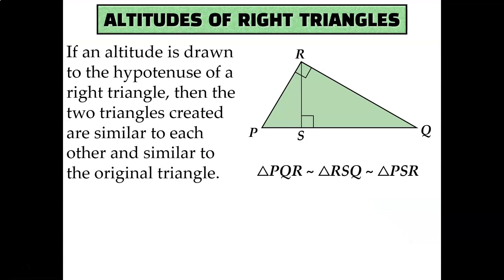If we draw an altitude in a right triangle, we get some really special properties. If I draw an altitude, it creates a total of 3 triangles. We have the entire triangle that we started with, that's triangle number 1, and then I have 2 triangles on either side of the altitude. So that's a total of 3 triangles. And all 3 of those triangles are similar to each other.